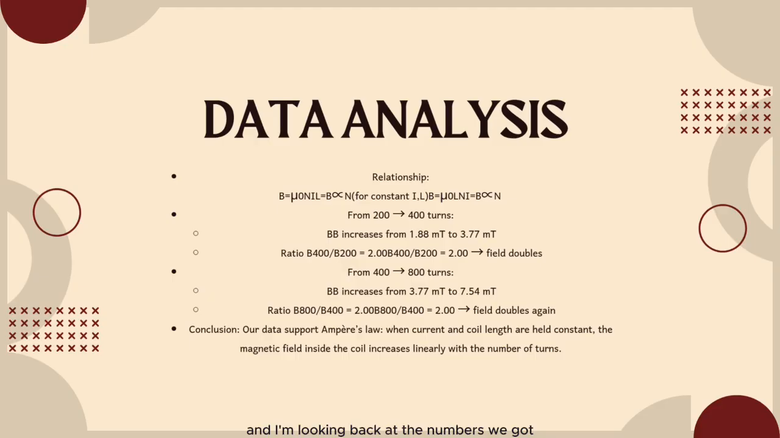Now looking back at the numbers we got, everything lines up really well with the idea. With the 200 turn coil, the magnetic field was about 1.88 millitesla, and when we switched to the 400 turn coil, that number basically doubled to 3.77 millitesla, and when we went all the way to 800 turns, the field doubled again to around 7.54 millitesla. So the pattern is pretty clear: every time the number of turns doubled, the magnetic field doubled too, and that's exactly what the theory says should happen, which shows that it's not random and it increases at an interval.